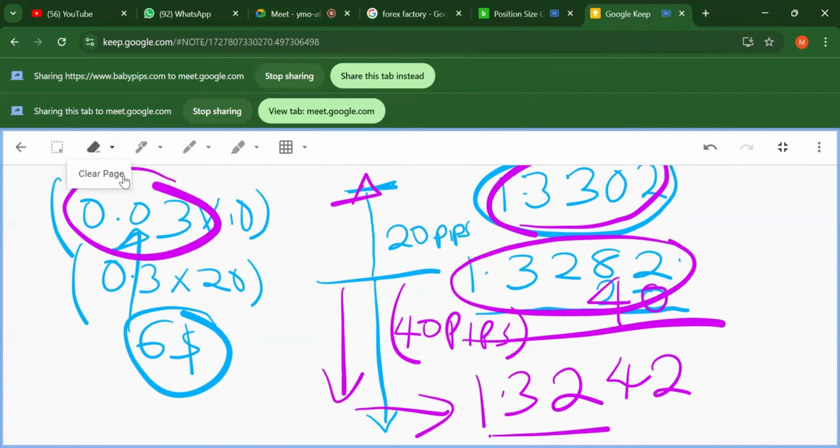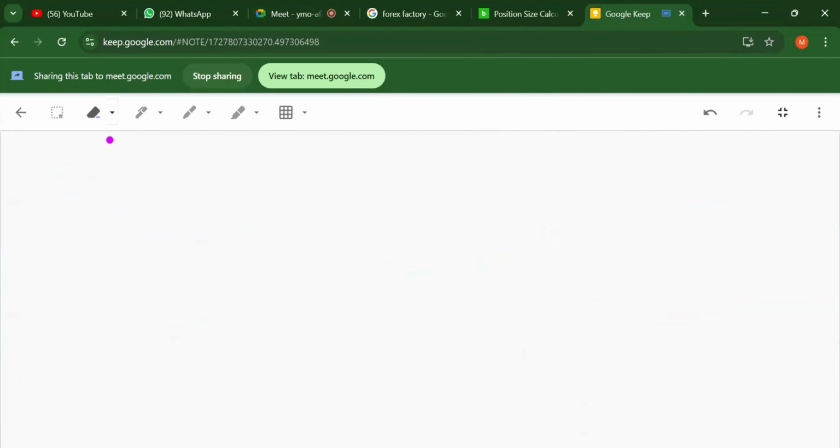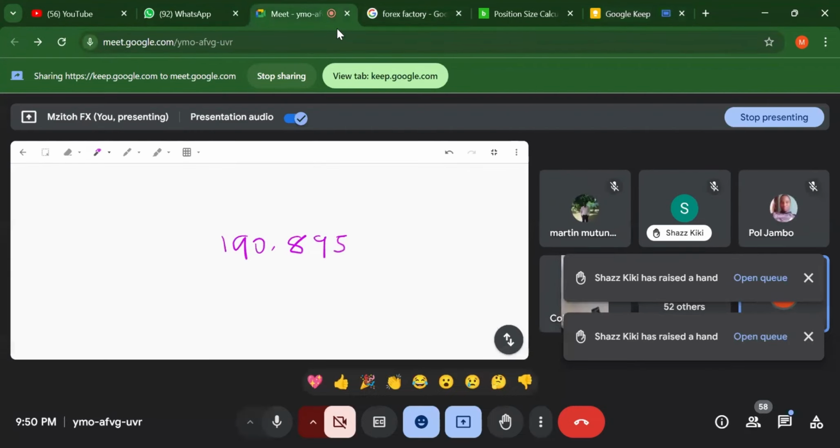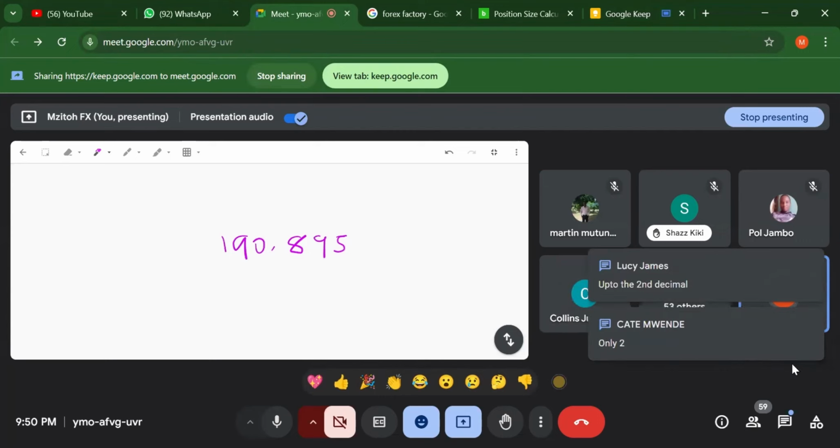So now we are here. We have said our entry is 190, sorry, our entry is at 190.895. What did we say about JPY pairs? Those who are in the class of pips, pip is up to what decimal point on JPY pairs? Let me see how many were up to the second decimal point.